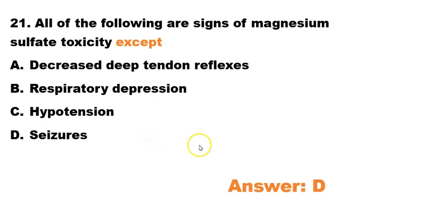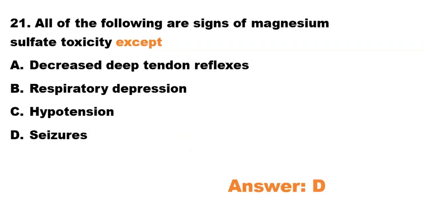If you said D, you have got it, because seizure is a sign of eclampsia, not magnesium sulfate toxicity. You know that magnesium sulfate toxicity typically presents with respiratory depression, loss of reflexes, and hypotension, rather than seizures. So the answer is what? D. The next question.